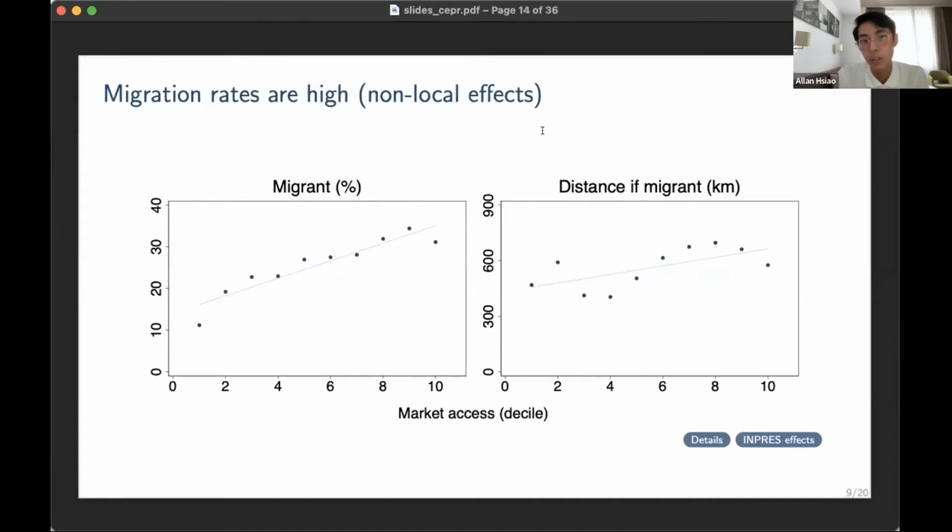Now let's also think about non-local effects. What I want to point out here is that base rates of migration are high in these places. Something like 20 to 30%, especially for places with high labor market access. And these are relatively far distances that people are traveling, 500 to 600 kilometers if they are a migrant. Okay, and so people are moving around, and therefore, given that people are moving around, building schools over here has an impact in other areas.